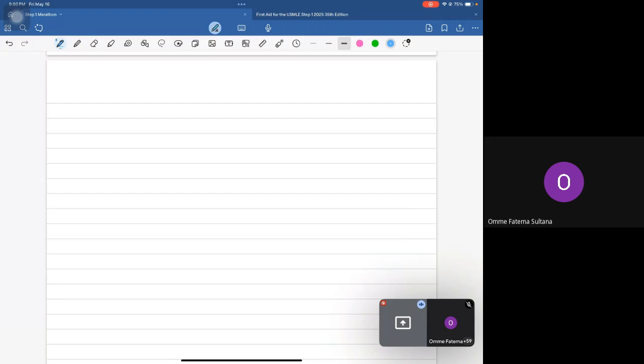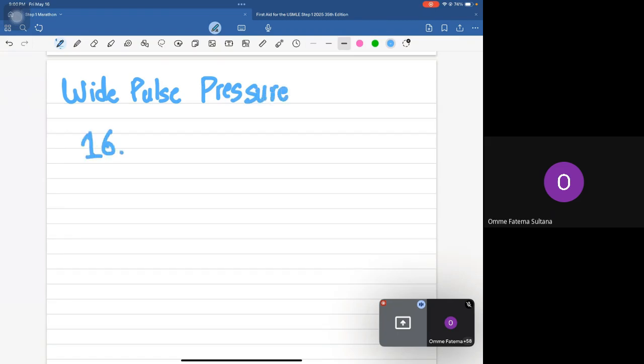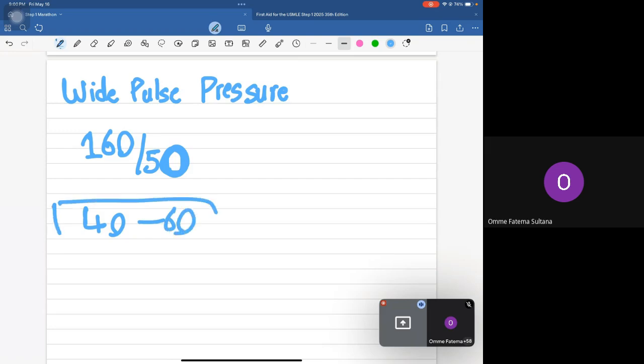So first of all, there is wide pulse pressure. And why is there wide pulse pressure? I've already told you. Now, if a question of aortic regurgitation comes to you, or a question of any murmur comes to you, and the blood pressure is something like 160 by 50, then think of aortic regurgitation. The normal pulse pressure is 40 to 60.